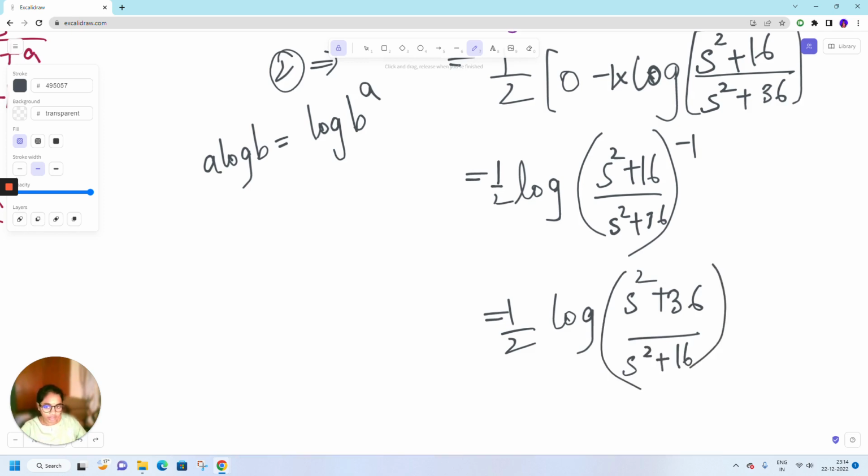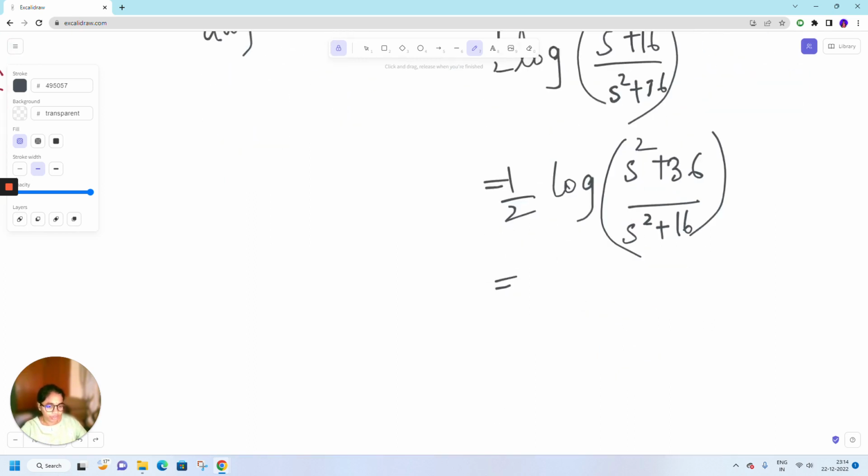Okay, again we have a log b, so I can write it as log of the bracket to the power half. Instead of writing to the power half, I'll put a square root. Okay, so this is our required Laplace transform.